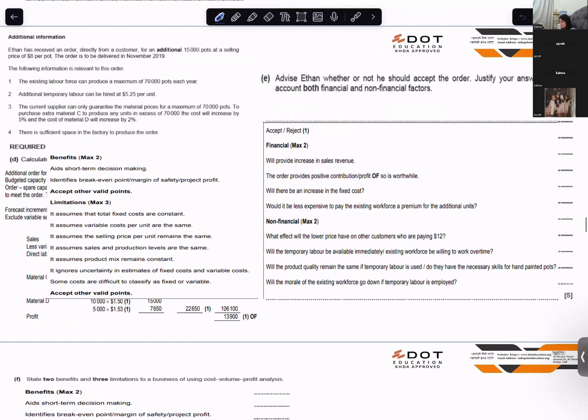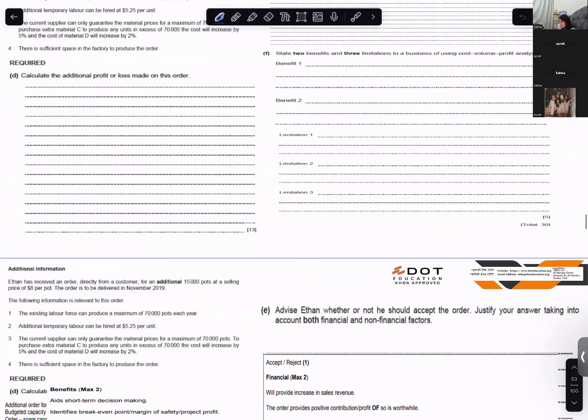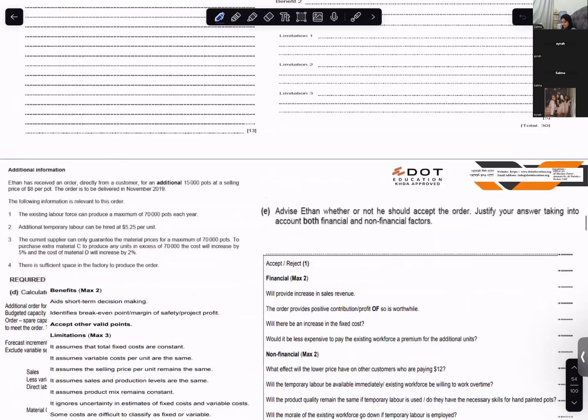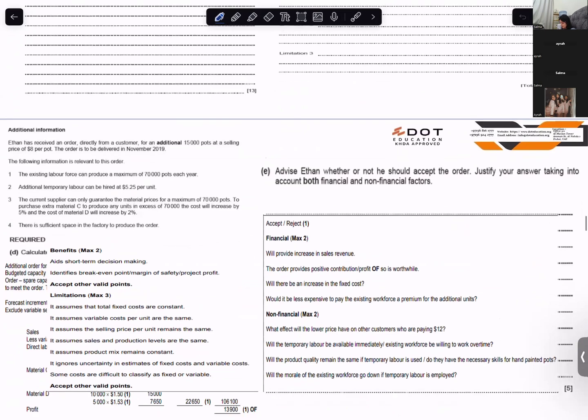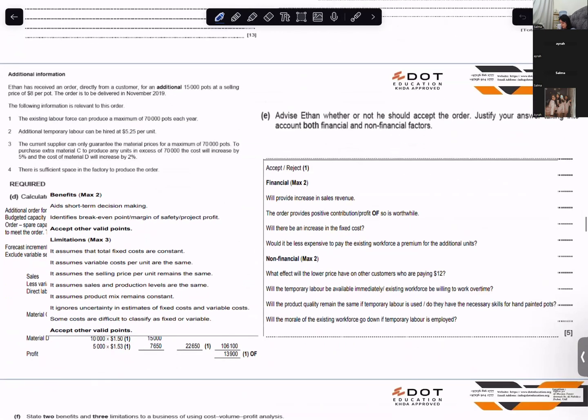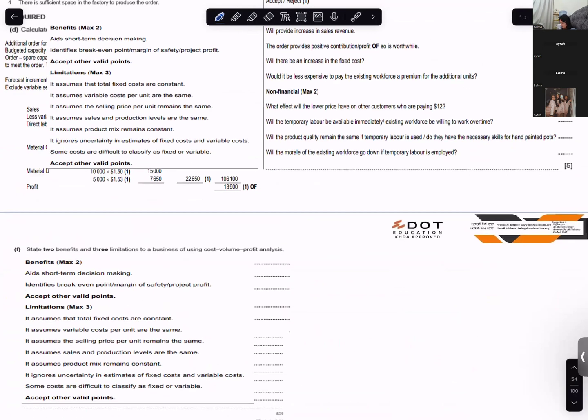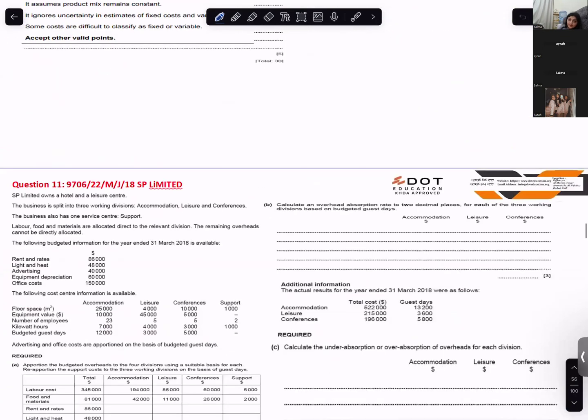Give me benefits of using cost volume profit analysis. First is that it is easier to calculate and it's good for short-term decision making. But the disadvantages are that it assumes the fixed costs are the same, that all the products that are produced are sold, and that variable cost per unit is the same.